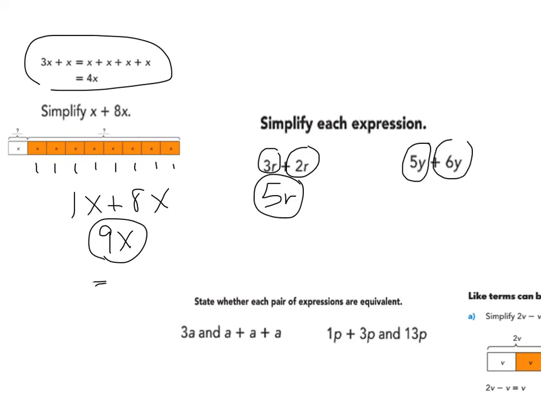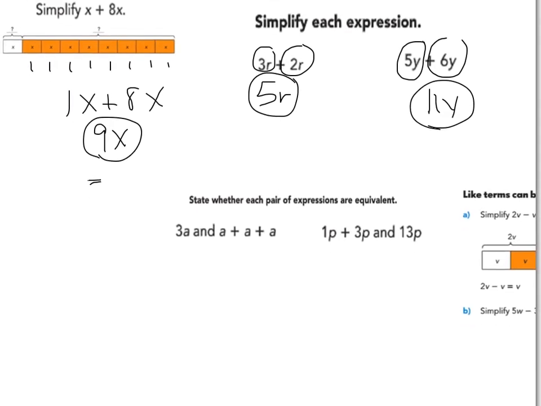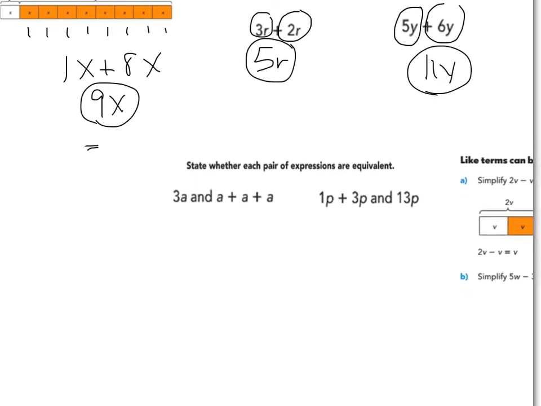Okay, then over here, 5y plus 6y, again, they are like terms. They have the same variable. 5 plus 6 gives us 11y. Okay, so let's go down here. It says state whether they are equivalent. Equivalent means equal, okay? Equivalent is the same as equal, all right?